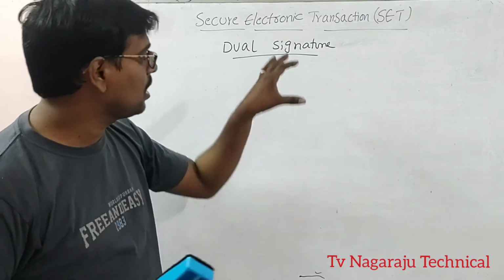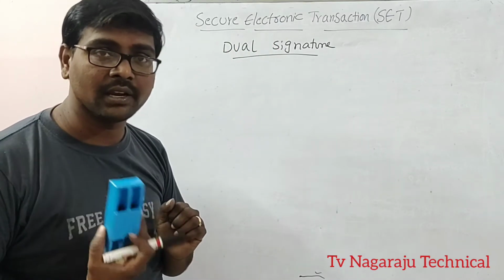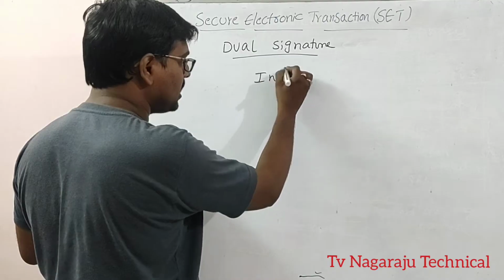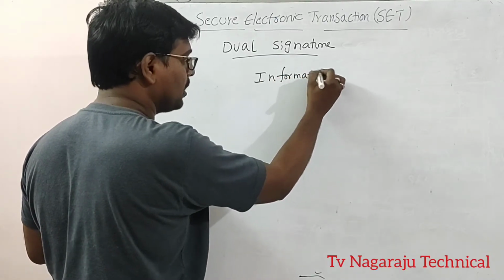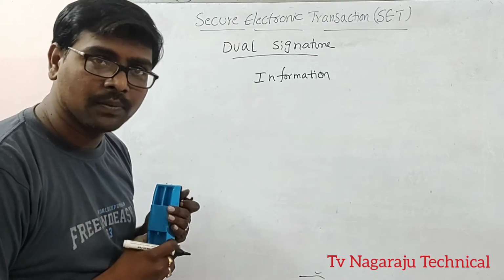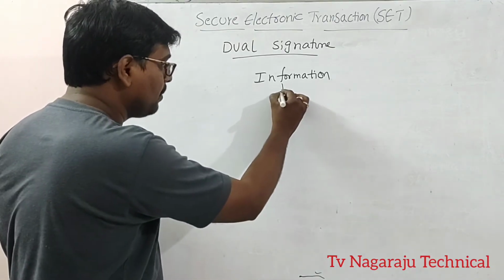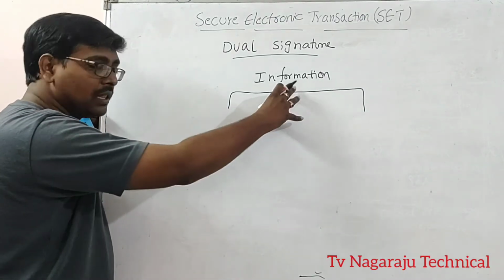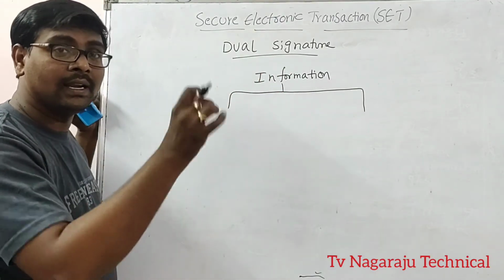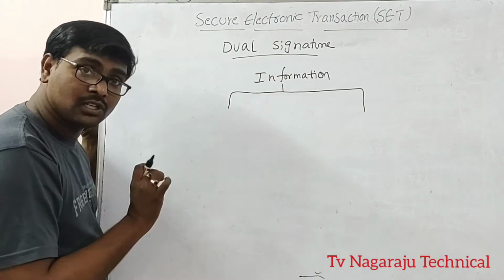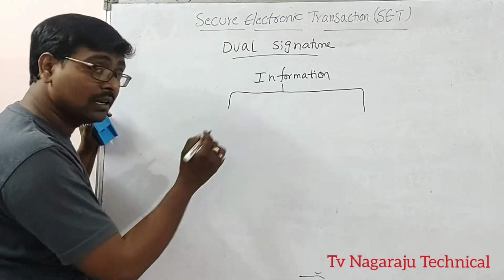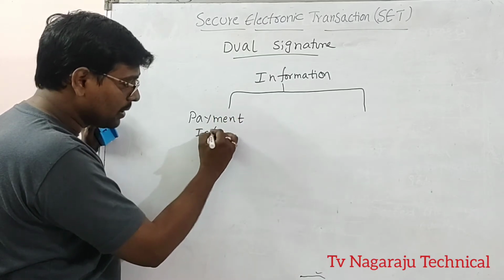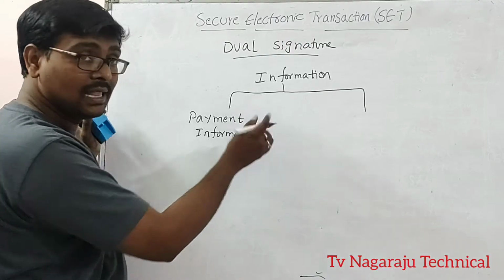Now the first question is how the dual signature is generated. Before that, one basic point. During the purchase, that is, I want to buy one product, one piece of information is generated. Yes or no? Generally, the information is divided into two parts. Everything you know, but whether it is this dual signature, you don't know the internals. What are the two pieces of information? You remember that one? One is payment information. Yes or no?